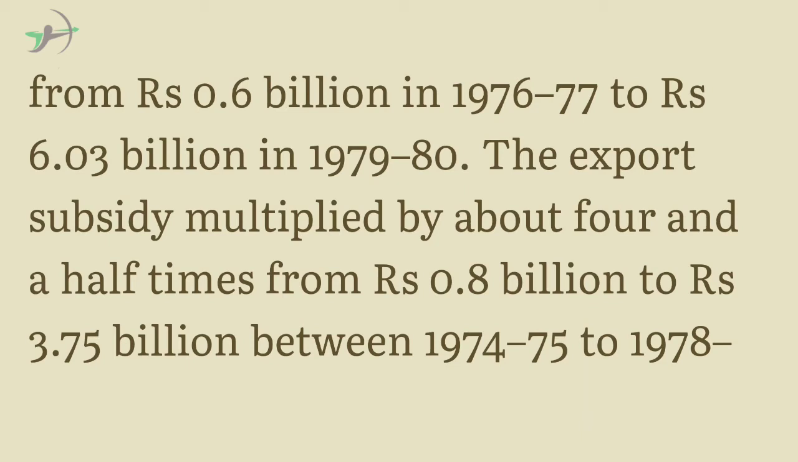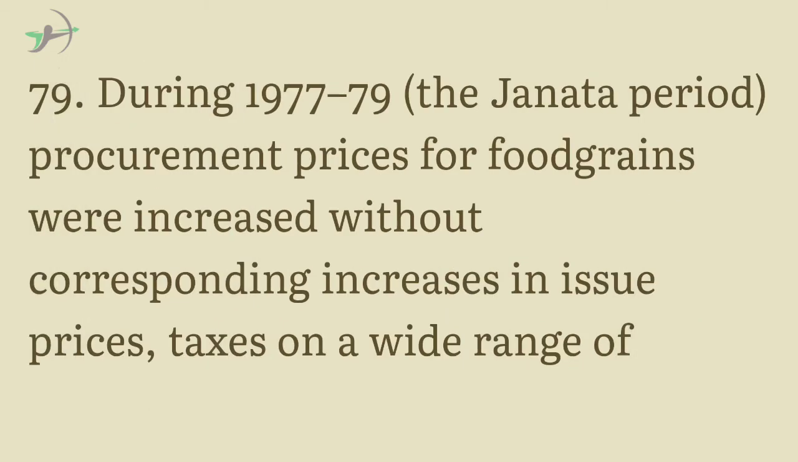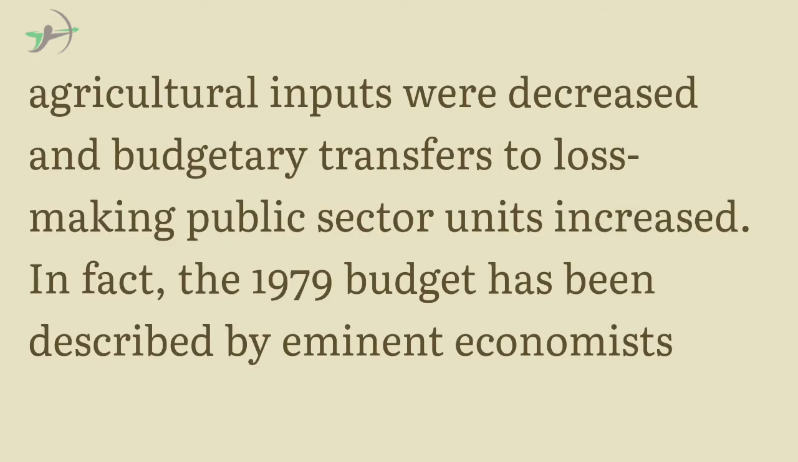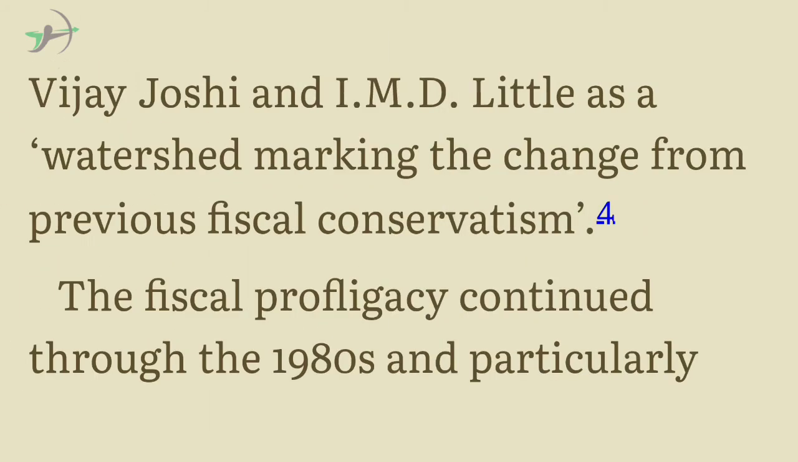The export subsidy multiplied by about 4.5 times from 0.8 billion rupees to 3.75 billion rupees between 1974-75 to 1978-79. During 1977-79, the Janata period, procurement prices for food grains were increased without corresponding increases in issue prices. Taxes on a wide range of agricultural inputs were decreased and budgetary transfers to loss-making public sector units increased. In fact, the 1979 budget has been described by eminent economists Vijay Joshi and IMD Little as a watershed marking the change from previous fiscal conservatism.